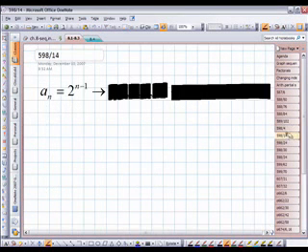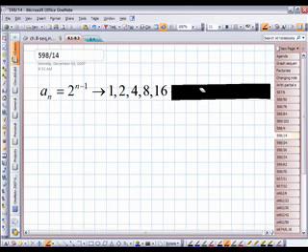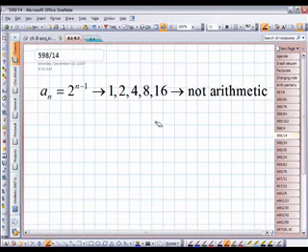In this case, we're supposed to evaluate these terms to see if it's arithmetic. So we plug in 1, 2 to the 0 is 1, plug in 2, and so on. Well, that's not a common difference. That's not arithmetic. Again, it turns out it's going to be geometric.